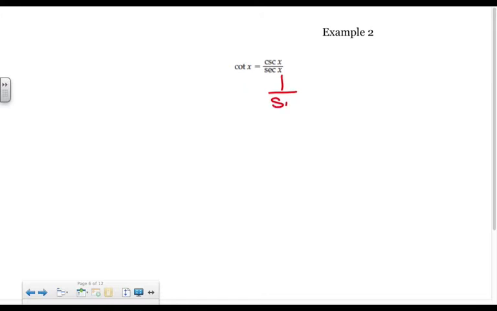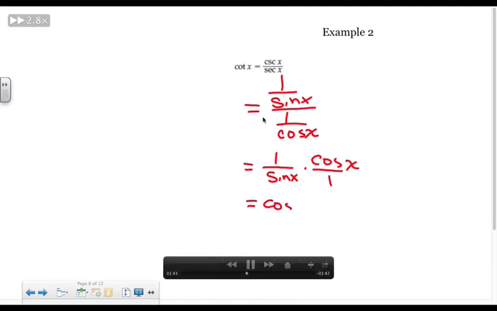So cosecant is the same thing as 1 over sine x, and secant is the same thing as 1 over cosine x. Now I'm going to rewrite this using my fraction rules. 1 over sine x times cosine x over 1. Okay, that's using the fraction rules from this. All right. Then that's cosine over sine, which is the same thing as cotangent.